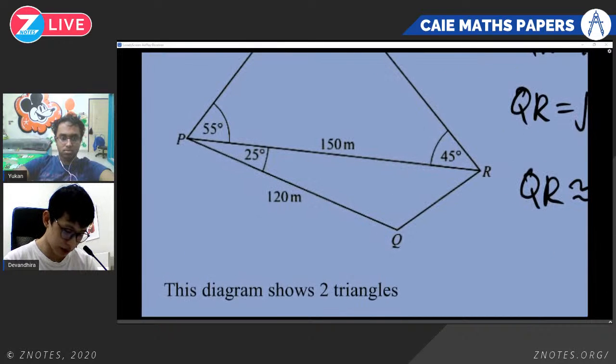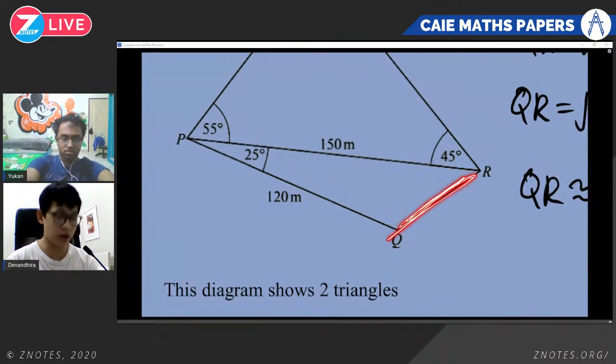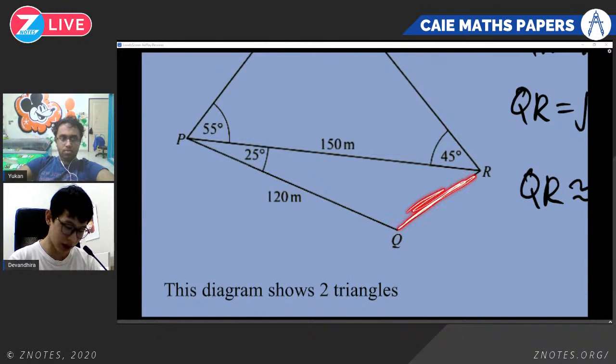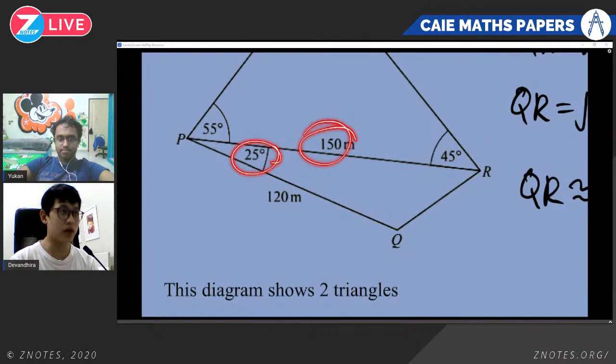So when I first see this question, when we're looking for QR, I noticed that we know what this length is, which is 150, and I know the length of this is 120, of course. And nicely, the angle opposite of this side is 25 degrees. So remember, we have the angle of the opposite side, and the 2 adjacent sides of the angle are known. That means we should use the cosine rule here, correct, Yugan? Mhm. Cosine rule.